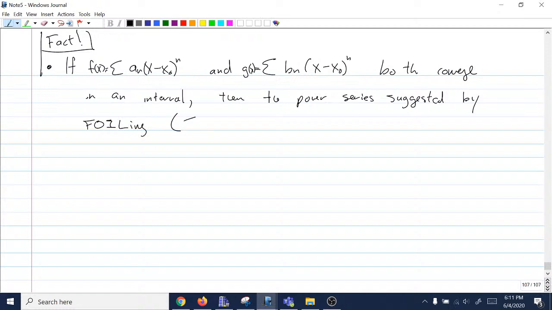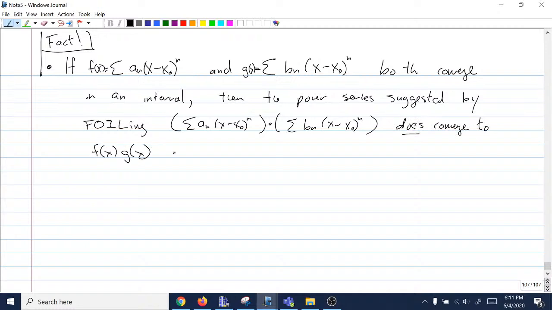By foiling those two things, the sum of a_n (x minus x naught)^n times the sum of b_n (x minus x naught)^n does converge to f of x g of x on the inside of that interval. If they both converge in a region, then the product converges, at least on the inside of the region. Not necessarily the endpoints.